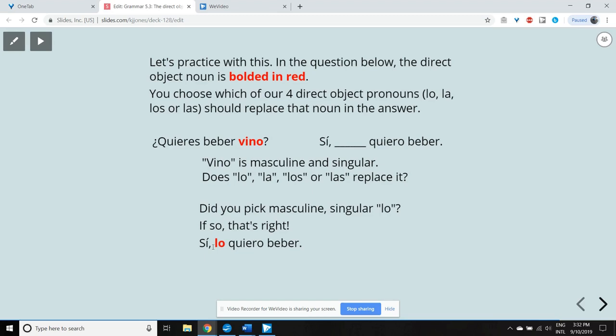Spanish is pro-drop. The thing you have to remember about direct object pronoun placement in Spanish is that it belongs immediately before the conjugated verb. And that's where we see the lo in this sentence, immediately before conjugated quiero. Sí, lo quiero beber is the correct replacement, okay?